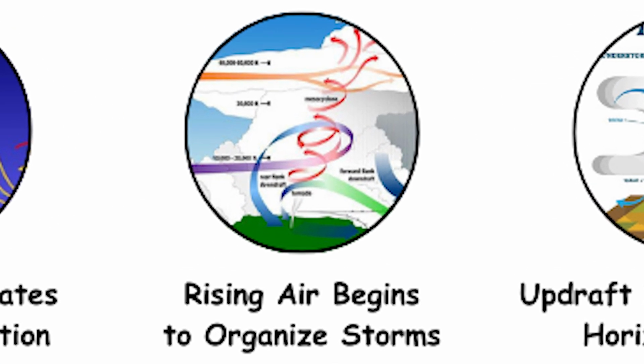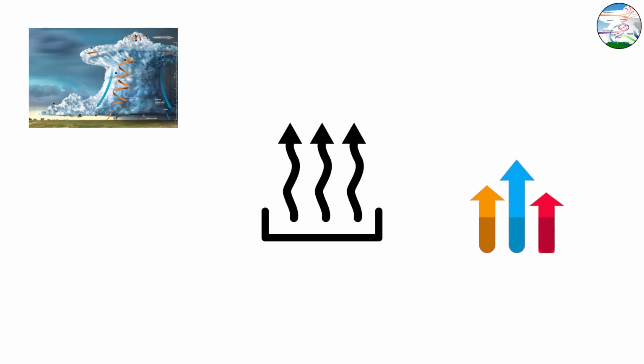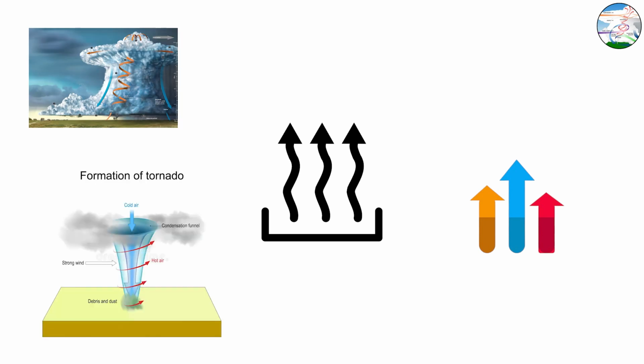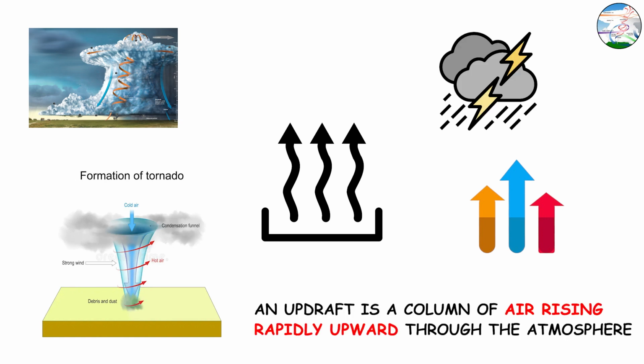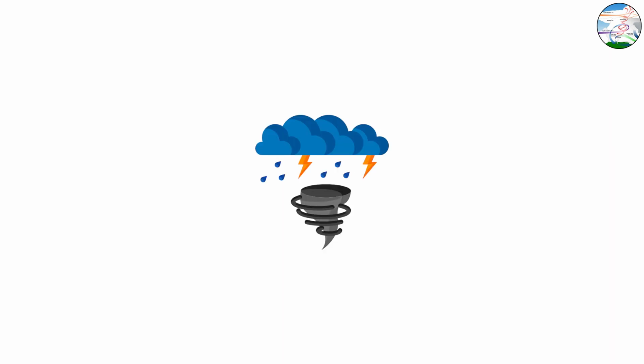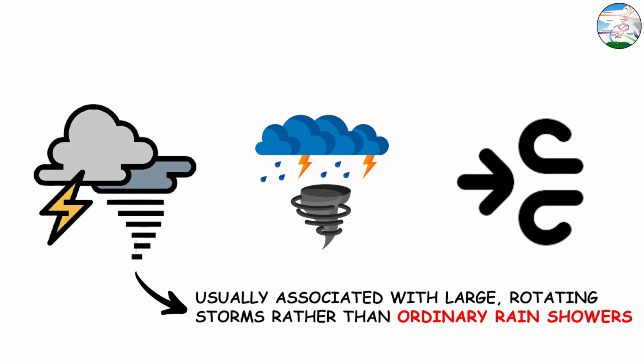Rising air begins to organize storms. As surface air heats up, it starts rising faster. This rising air creates clouds and thunderstorms. When conditions are strong enough, a powerful updraft forms. An updraft is a column of air rising rapidly upward through the atmosphere. Not all thunderstorms produce strong updrafts. Only the most organized storms can interact effectively with wind shear. This is why tornadoes are usually associated with large, rotating storms rather than ordinary rain showers.